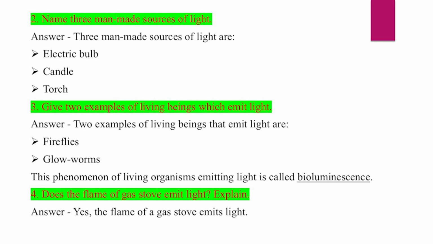4. Does the flame of a gas stove emit light? Explain. Answer: yes, the flame of a gas stove emits light.